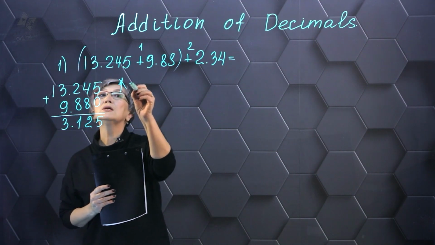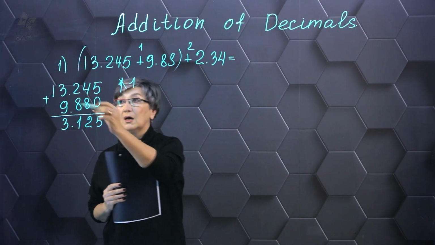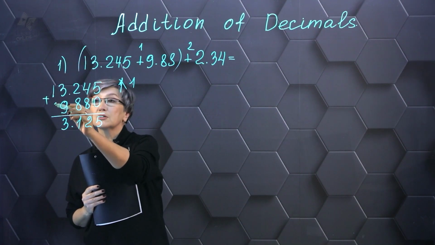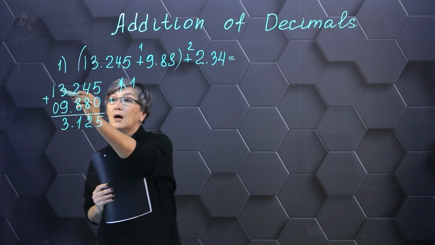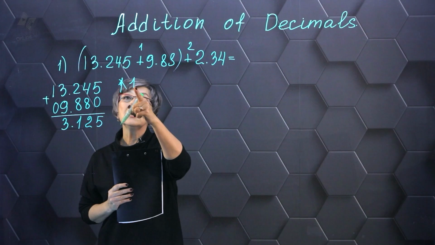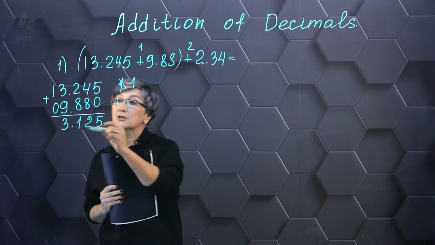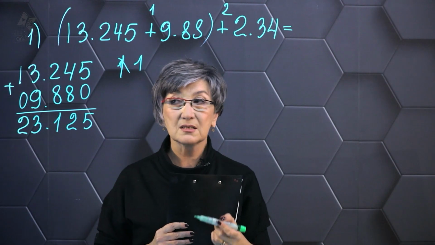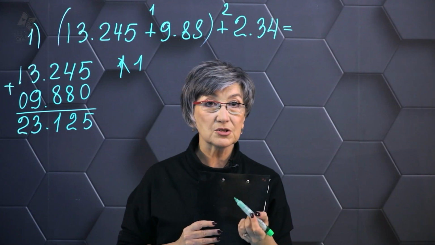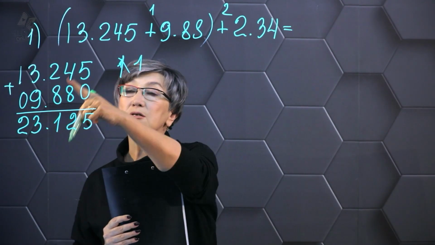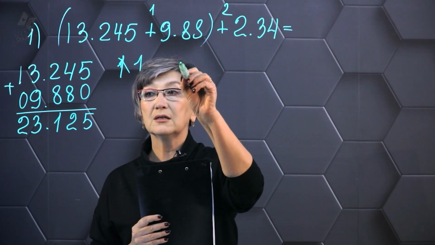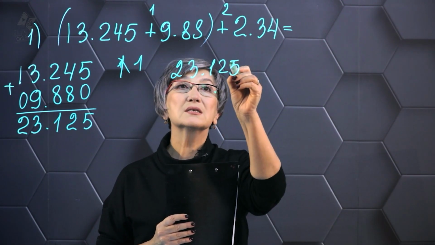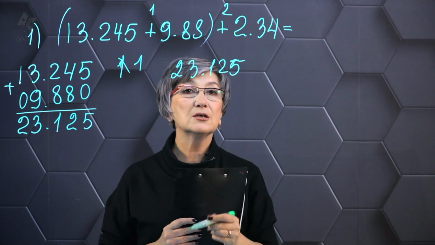And now 1 plus. There is no number in this case either. I can also put a 0. 1 plus 0 is 1. And the 1 that I had to memorize will give me 2. That is 23.125 thousandths. And now I have to add to the result of the first step the number 2.34 hundredths.